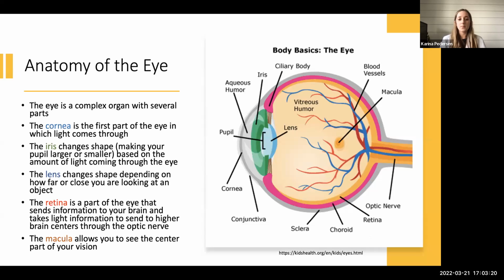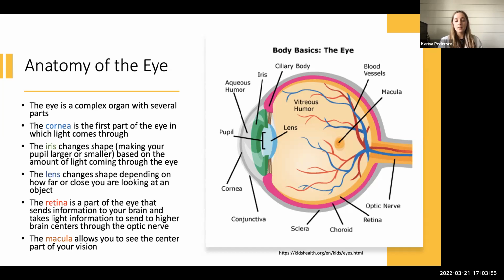Next, the retina is the part of your eye that takes light information and sends it to higher brain centers through the optic nerve. The optic nerve is really the part of the eye that relays all of the information to your brain so that your brain can make a full picture. The retina is the part of the eye that allows you to see in general. And the retina, as you can see on the side, has a lot of blood vessels. Those blood vessels, unfortunately, are a cause of a lot of issues in the eye.